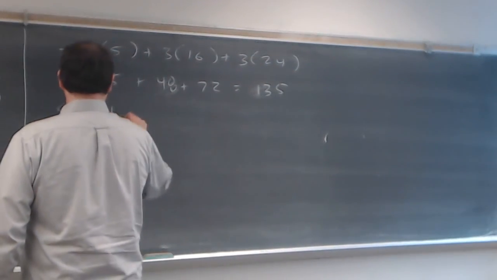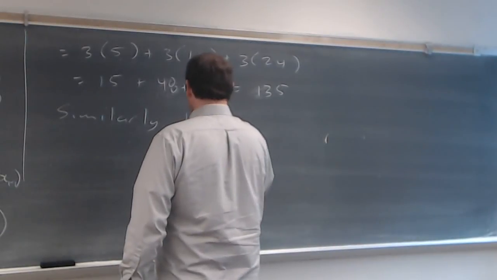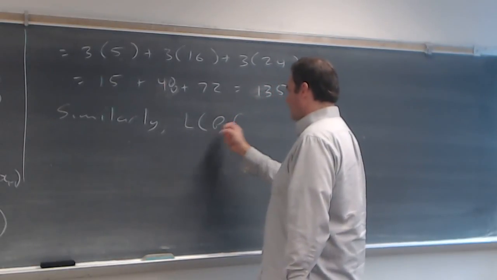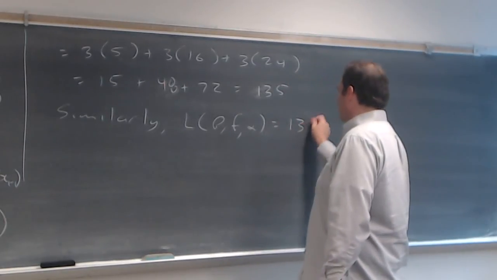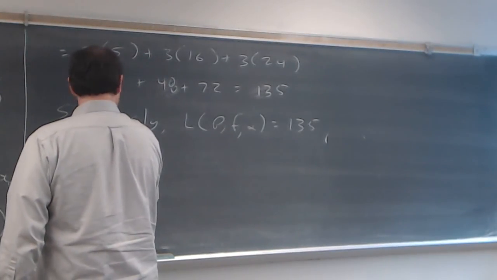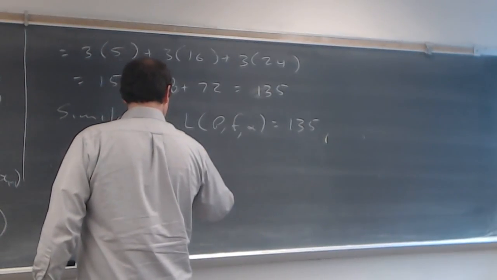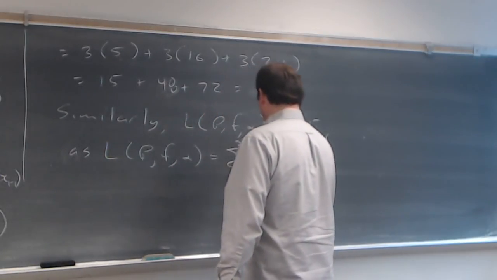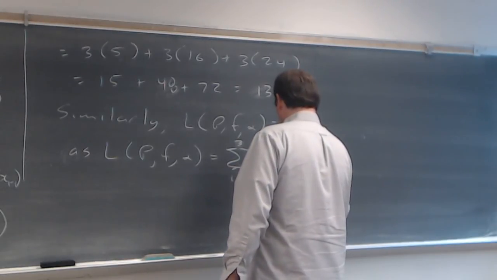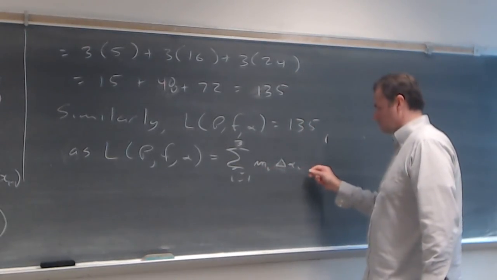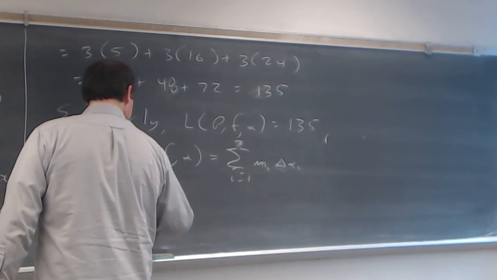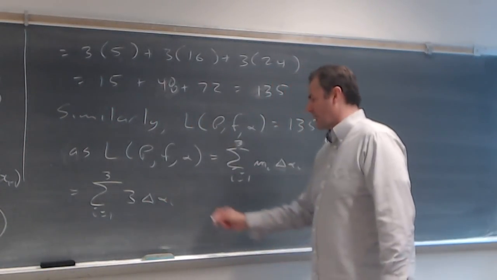Similarly, the lower Riemann-Stieltjes sum, what I should say, with this partition of this f with respect to this alpha, is also going to be equal to 135 because the little m involved in the summation of this lower Riemann-Stieltjes sum is nothing more than 3, times this delta alpha sub i. And we get the same sum as what we had before.